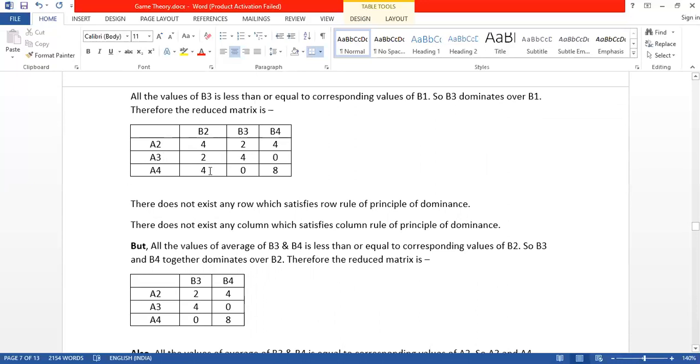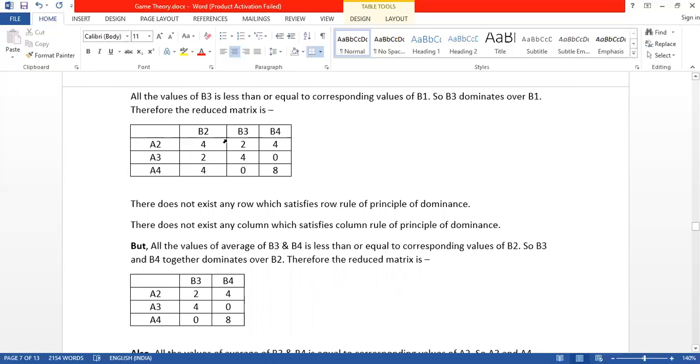4 is equal to 4, 2 is greater than 0, but 4 is less than 8. That means A2 and A4 also do not satisfy the condition. Let us compare A3. 2 is less than 4, but 4 is less than 0. Again, it's not satisfying the rule. That means there does not exist any individual row which can satisfy the row rule.